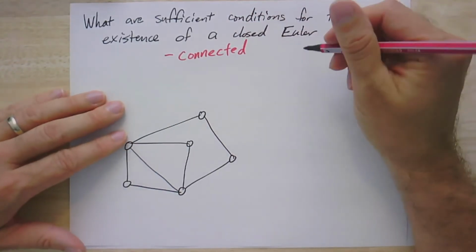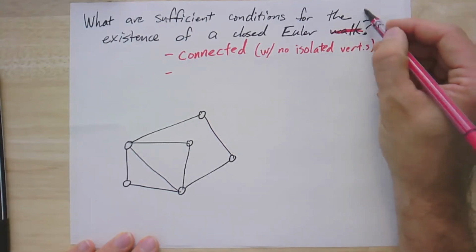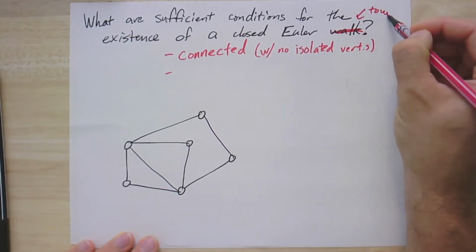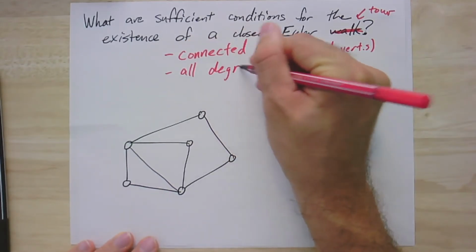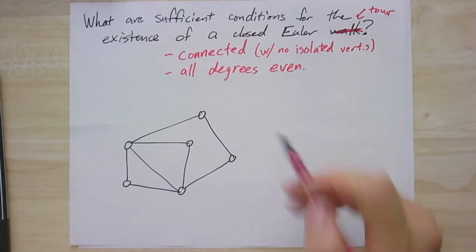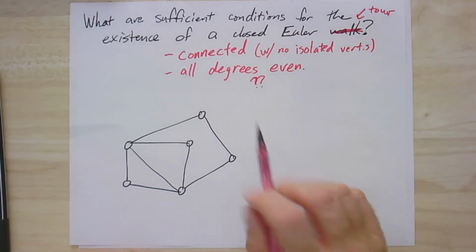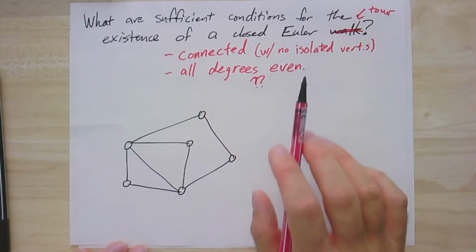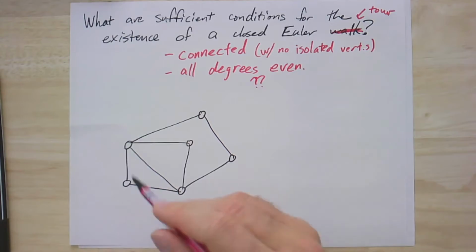If it were not connected, let's do the Euler tour case. This is the easier one. In this case, it's just going to be all degrees even. And so why might this be? Like, why is it that if I have all degrees even, then I can necessarily find an Euler tour? Let me give you an example where this kind of seems like it goes wrong.